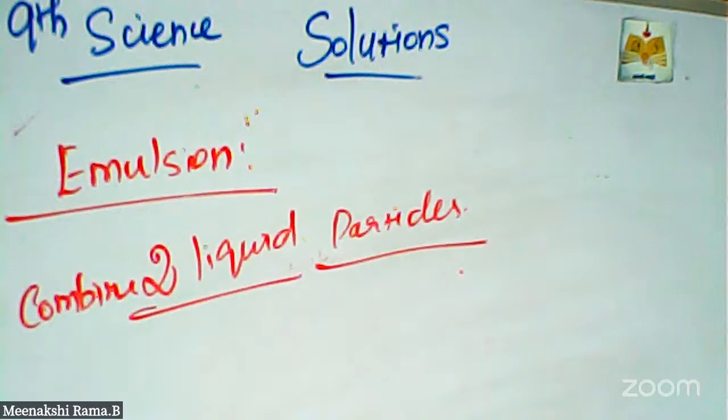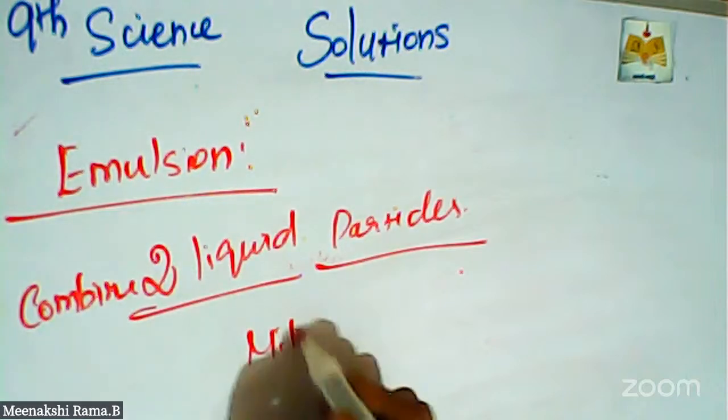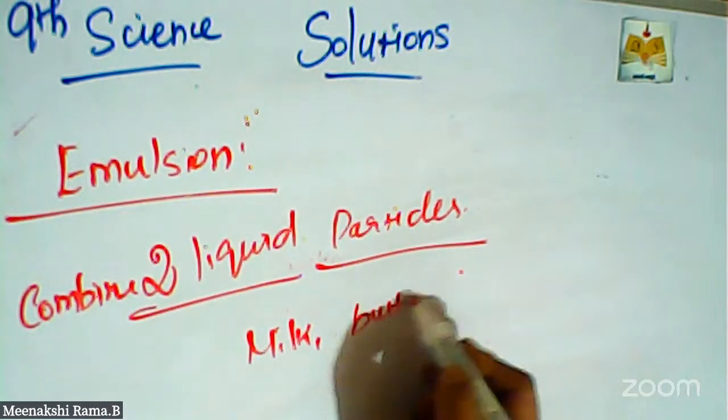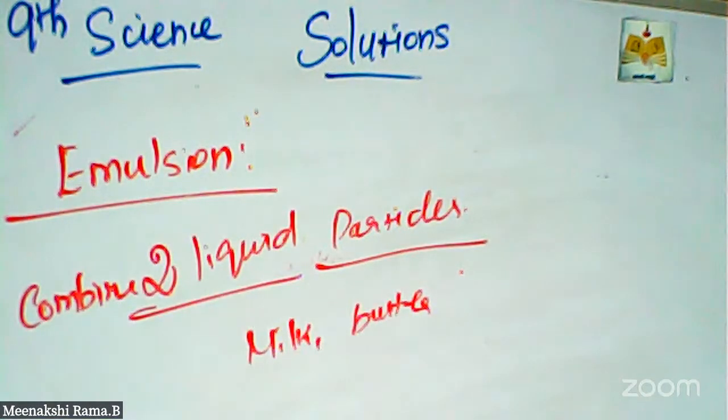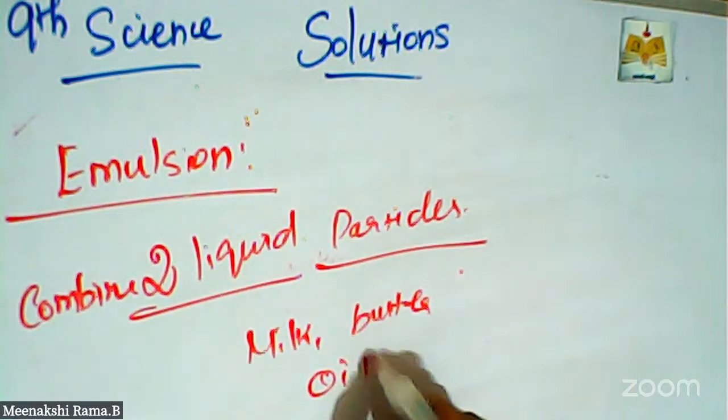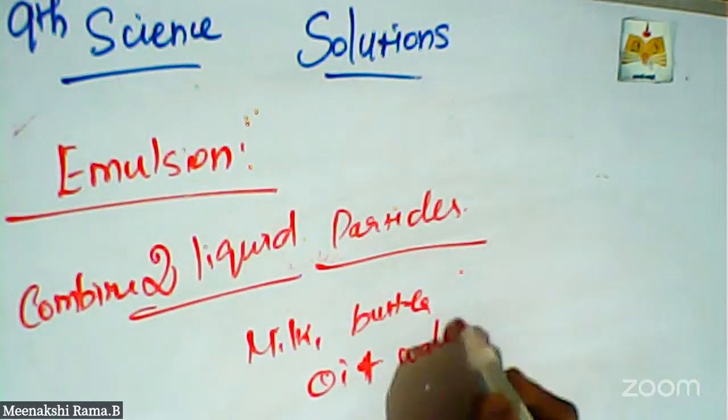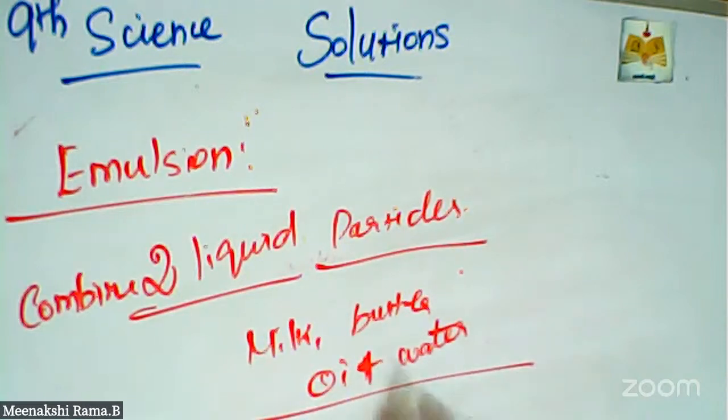Okay, so what are the examples of emulsion? Liquids like milk, butter, cream. So these are all examples of the emulsion category. What are the types of emulsion? Two liquids mixed can form different kinds of emulsions. So what are they? Oil and water. Oil and water mixture. How are they mixed?